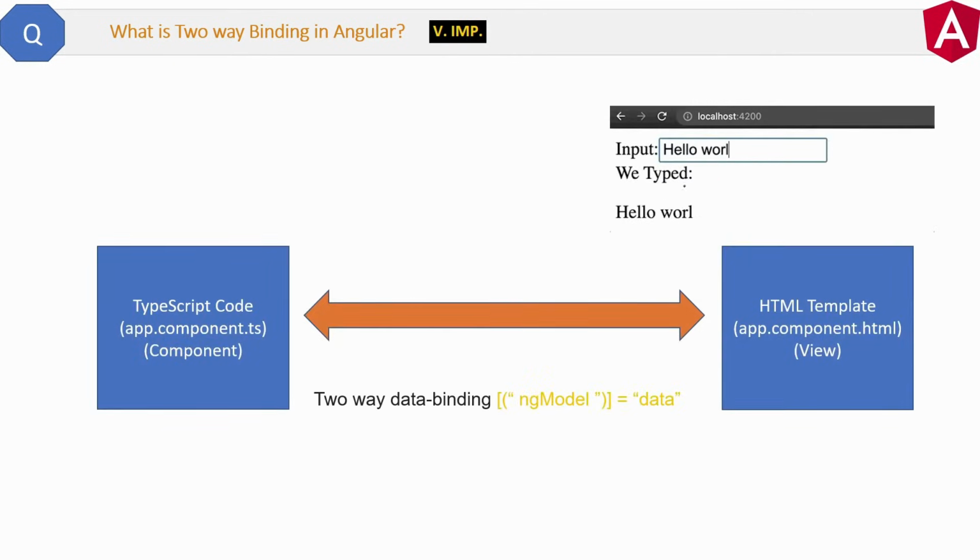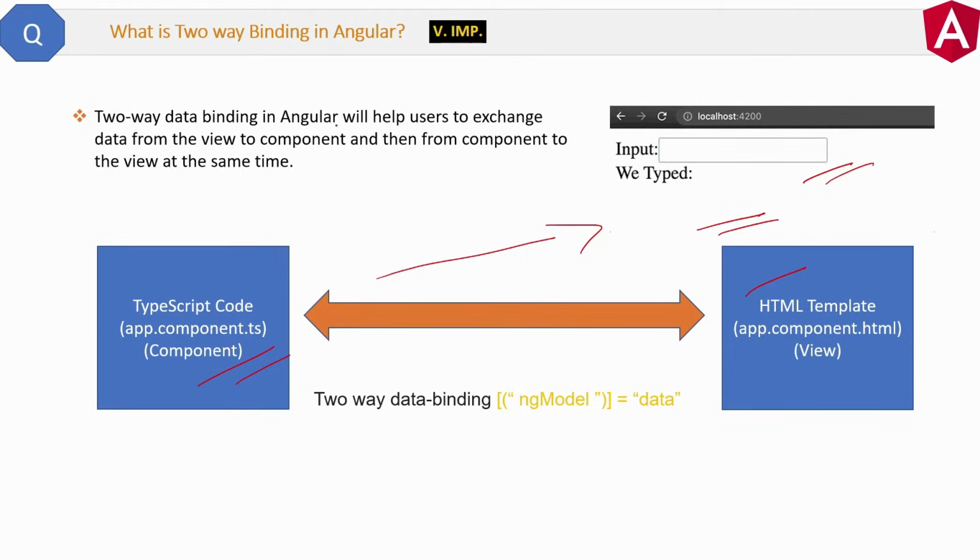See, here is the flow. The user will input data in some text box or input field in the HTML template like this. The data will be passed to the component file, and then the updated data will be passed back to this div or HTML view at the same time. So the definition is: two-way data binding in Angular helps users exchange data from the view to the component and then from the component to the view at the same time.